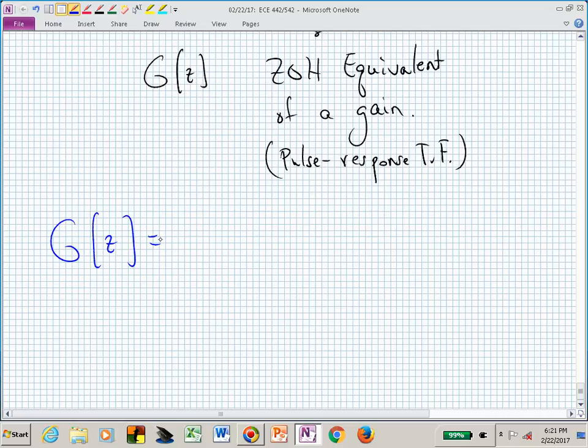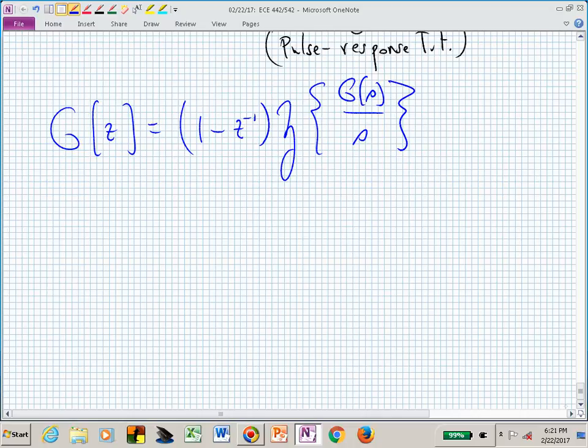If you wanted to get some partial credit on the exam, what would you immediately write down if I said, give me the zero order hold equivalent of G(s)? You would just look at your crib sheet. Oh, I forgot to put that on. Don't forget to put it on. Okay, it's now (1 minus z to the minus 1) times the z transform of G(s) over s. Now you have a start.